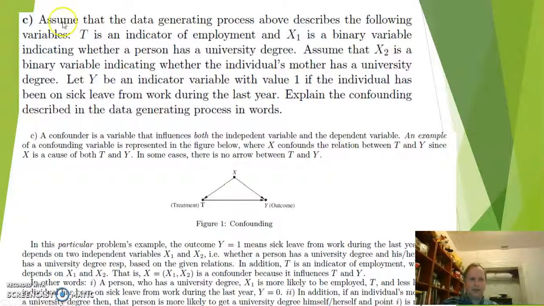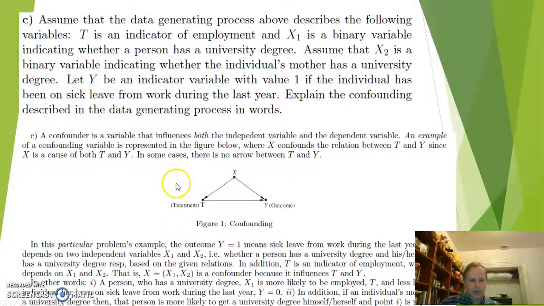Okay, the C part. Assume that the data generating process above describes the following variables. The point here is to explain the confounder, describing the data generating process in words. A confounder is a variable that influences both the independent variable and the dependent variable. An example of a confounding variable is presented in the figure below. For instance, X confounds the relation between t and y, since X is the cause of both t and y. In some cases, there is no connection between the treatment and outcome. But the point here is that X influences both t and y.